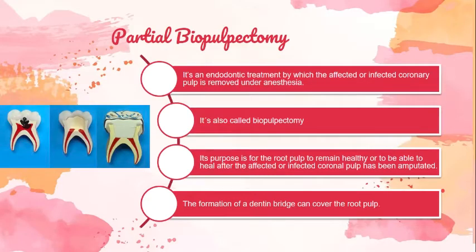Now we are going to talk about partial biopulpectomy. Well, this is an endodontic treatment by which the affected or infected coronary pulp is removed under anesthesia. It's also called partial pulpotomy. Its purpose is for the root pulp to remain healthy or to be able to heal after the affected or infected coronal pulp has been amputated. The formation of a dentin bridge can cover the root pulp.